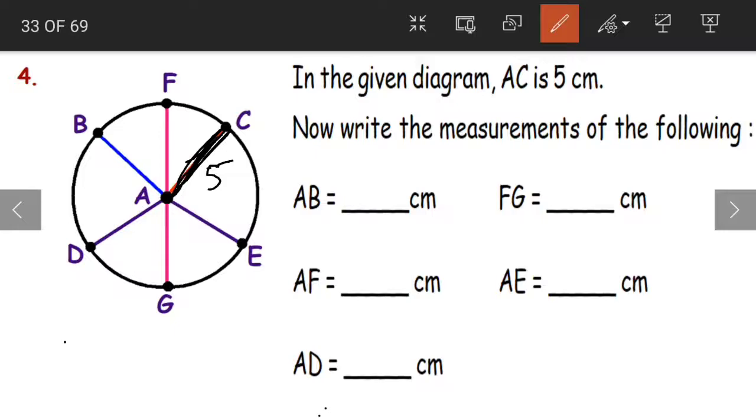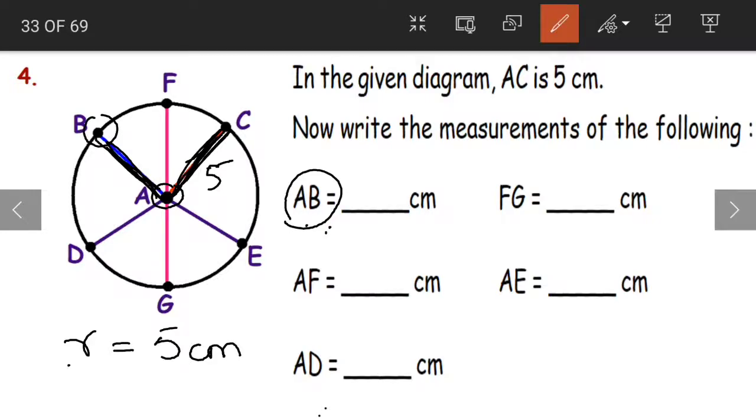So what is the conclusion from this question? We can conclude that the radius of the given circle is equal to 5 centimeters. Now what should we find out? The measurement of AB. What is AB? Here, this is AB. Again, AB is also a radius of the circle, as it is joining the center and a point. Just now we learned radius is equal to 5 centimeters. As AB is also the radius, AB is equal to 5 centimeters.